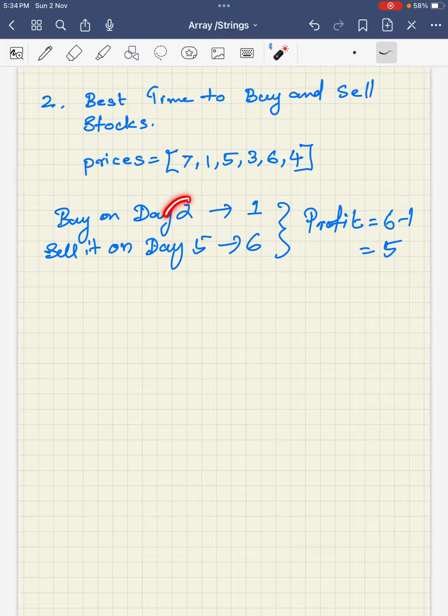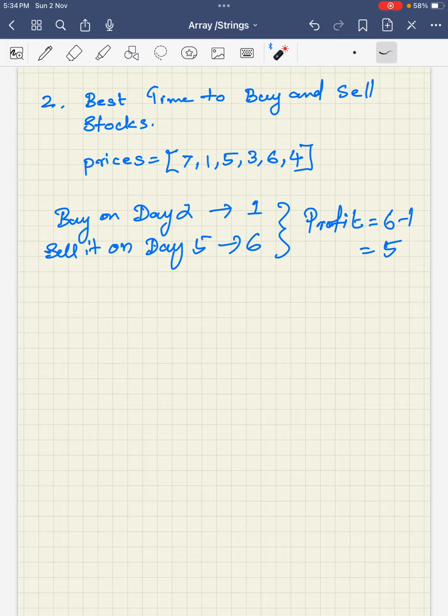Even though we are aware of which day to buy and which day to sell, this is the information we need to return. In terms of what they are expecting us to return, those days are irrelevant, but without this information we cannot achieve this. So this is what we need to return. That's the problem statement.